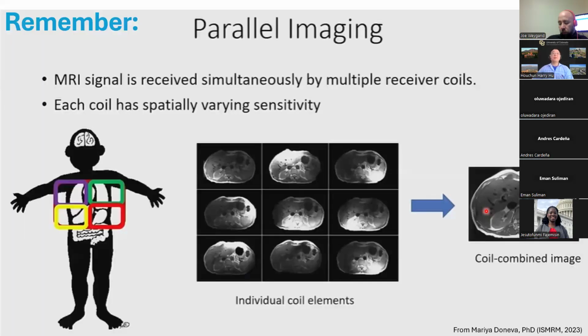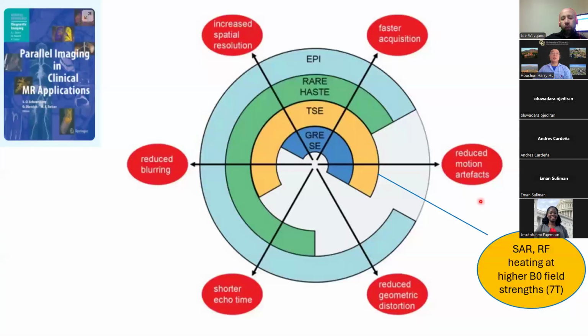I'm going to skip this in the interest of time. So just to remember, in parallel imaging, MRI signal is received simultaneously by multiple receiver coils. Each coil has spatially varying sensitivity. That's important. You need to know where that spatially varying sensitivity is, because if you do, then you can design your phase encoding acceleration properly so you don't get the reconstruction artifacts.